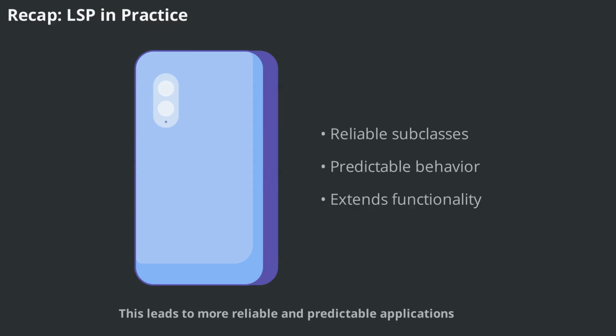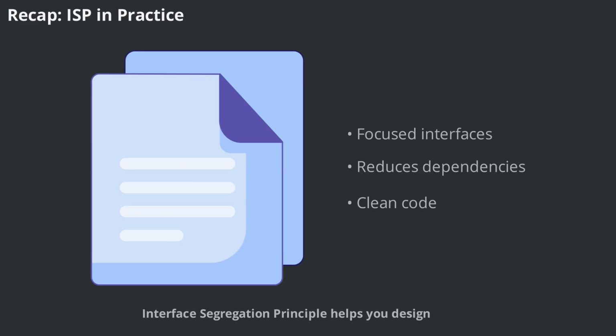This leads to more reliable and predictable applications. Interface segregation principle helps you design interfaces that are just the right size. In Spring Boot, this means creating focused interfaces for each service, ensuring that classes only implement what they need. This reduces unnecessary dependencies and keeps your code clean.